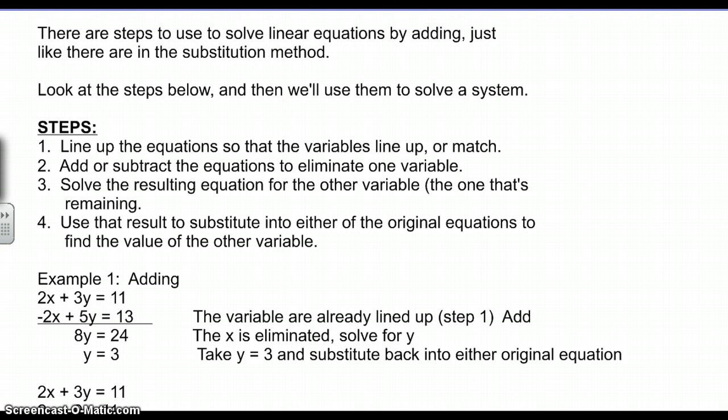In the first example, we're going to solve by adding. The equations are already lined up so that the variables are lined up and are matching. In the first equation, we have 2x plus 3y equals 11. And in the second, it's minus 2x plus 5y equals 11. You can see they're already lined up. That's our step 1. So you can move on to step 2.